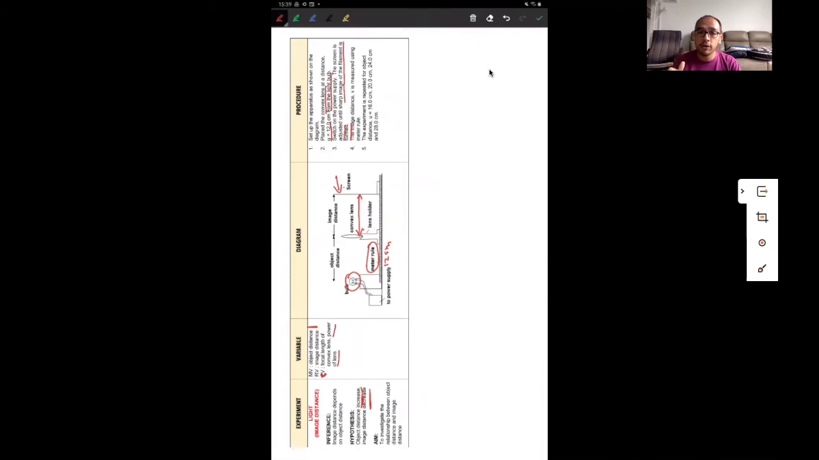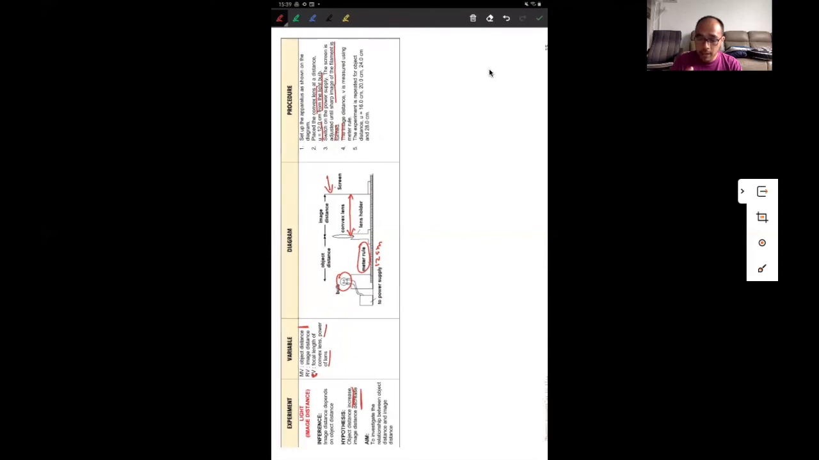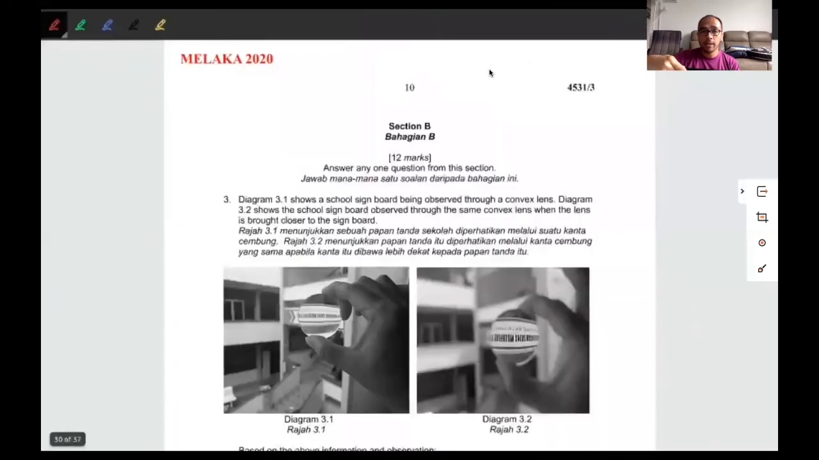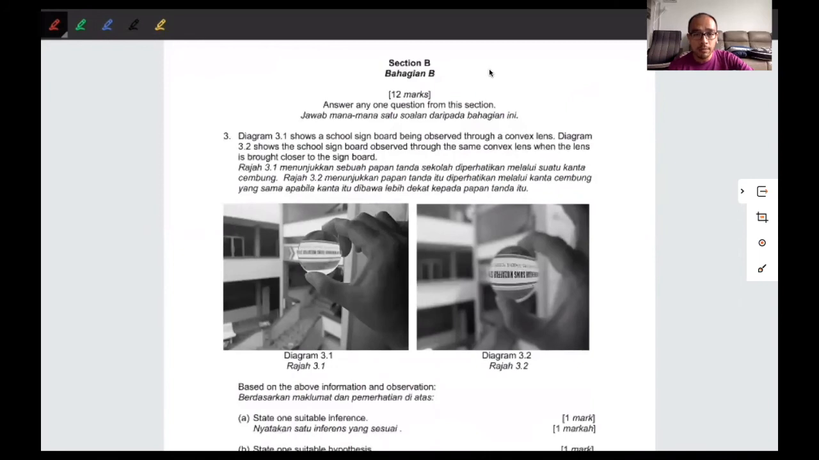5, 4, 3, 2, 1. Okay, because in the next question, this is from Malacca. It is almost the same experiment, except that it is slightly different. Look at this. School signboard being observed through a convex lens. So the school 3.2, same, but the lens is moved nearer. Now this is not object distance and image distance. Sorry, this is not image distance because the image distance is the same.